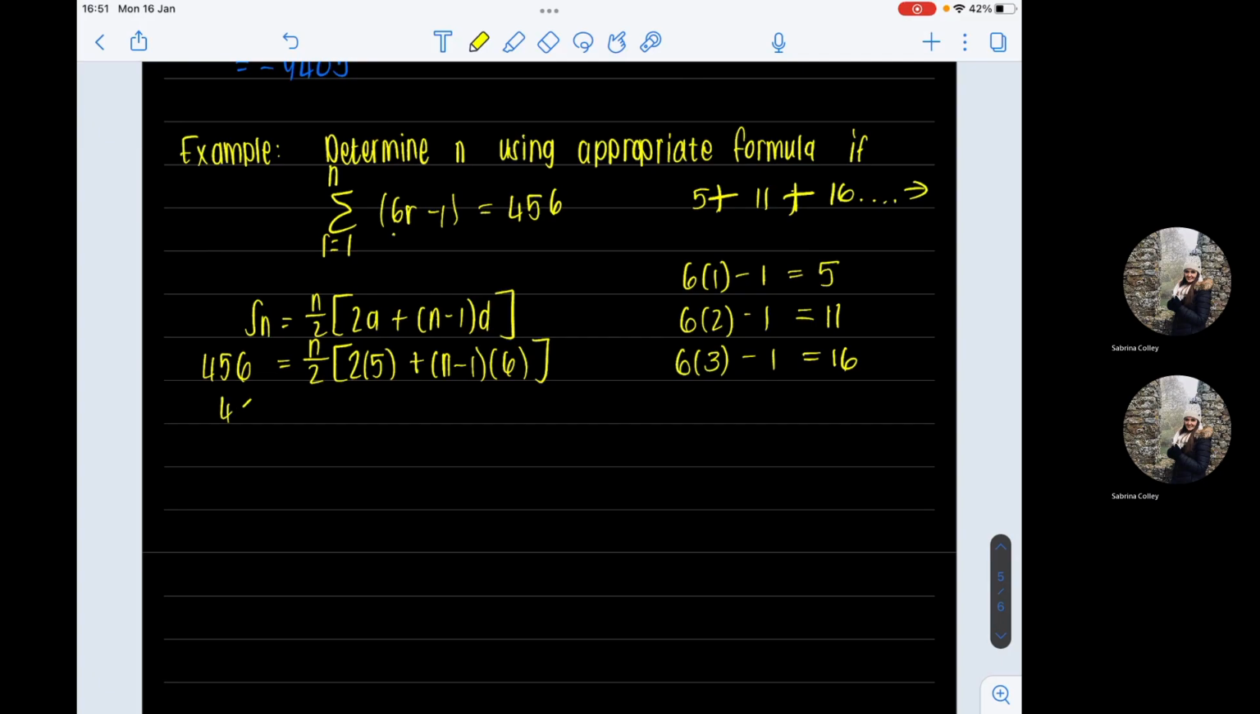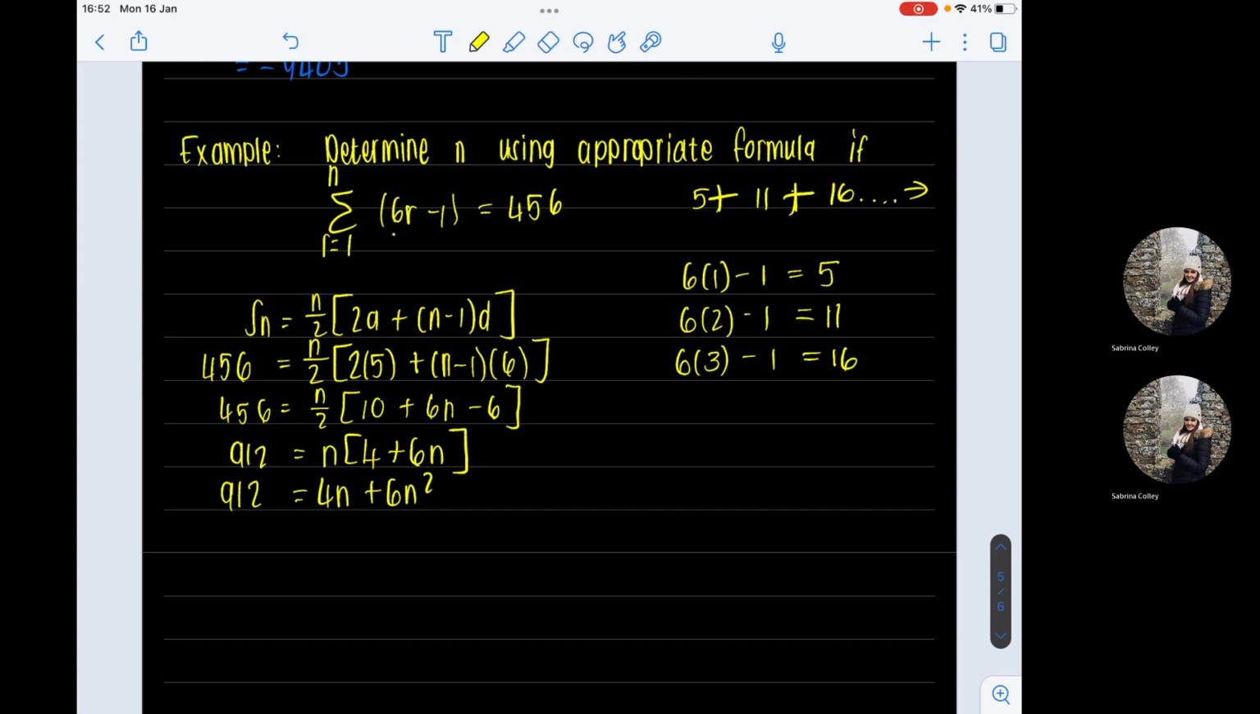So we say 456. Let's simplify the brackets. 456 equals n over 2 times 10 plus 6n minus 6, right? This whole thing is divided by 2, so we need to times by 2. So if I go 456 times 2, I get 912 equals n times 10 minus 6 is 4 plus 6n. This would now give me 912 is equal to 4n plus 6n squared.